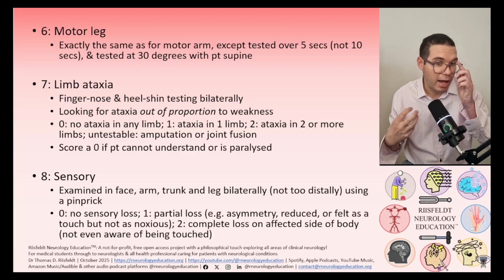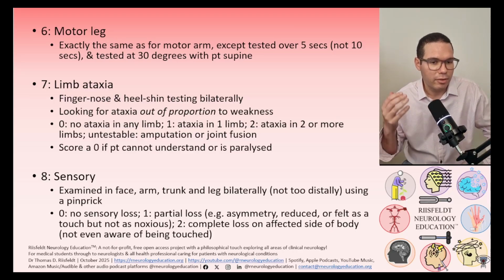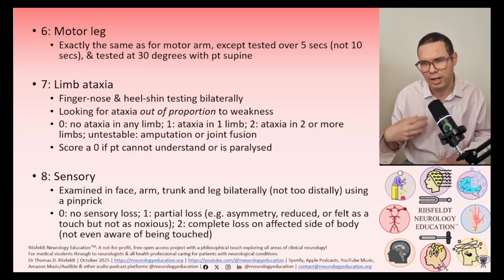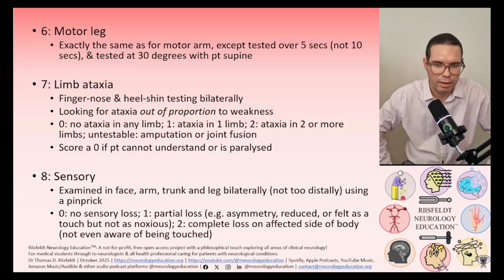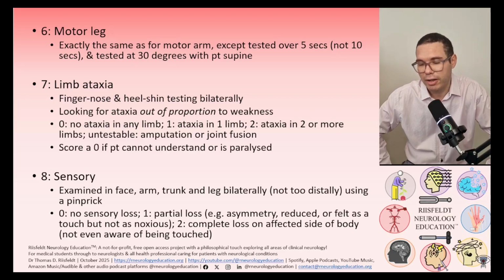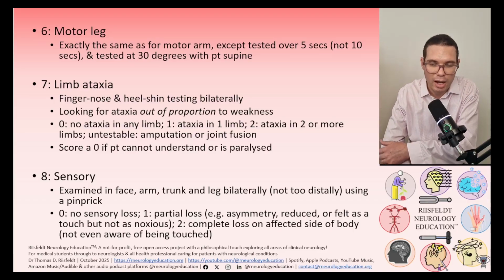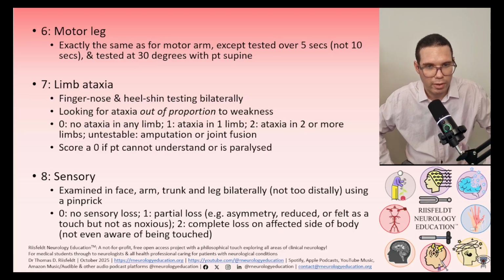The next item is item number 8, which is sensory. So this is examined in the face, the arm, the trunk, and the legs bilaterally. Not too distally, so you don't really want to examine the fingers and the hand or the toes, because if the patient were to have, say, a diabetic length-dependent sensory polyneuropathy, we don't really care about that. We're looking for evidence of cortical or central nervous system pathology affecting sensation. So you want to test more proximally, so you want to test at the elbow or proximal to that, and at the knee or proximal to that, and it should be tested using a pinprick based on the NIHSS publication.